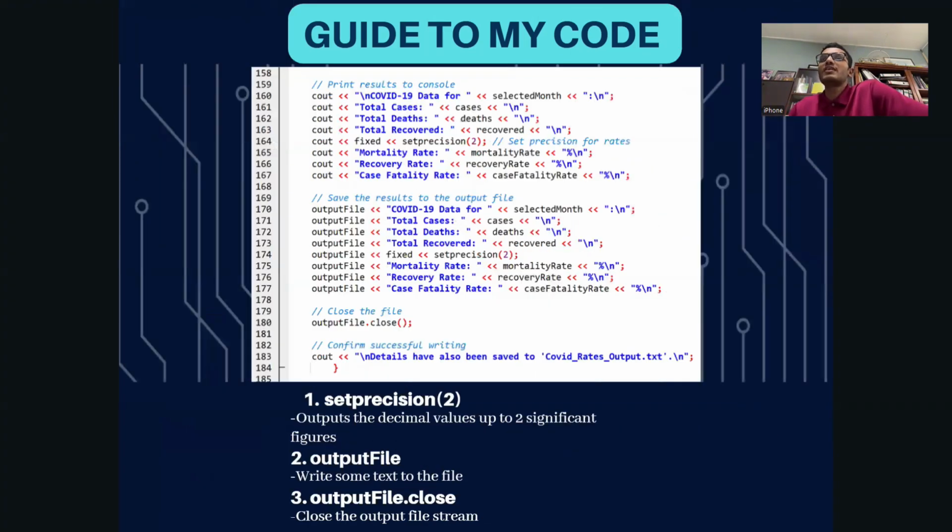And then moving on further, I have the printing of results to the console. So this function at the top over here will print results to the console. The COVID data for the month which the user selected will be shown below: total cases, total deaths, recovered, and it sets precision to be 2, which is the number of decimal points. And then the part below, outputFile <<, will write the words into the external file. And outputFile.close() basically closes the output file stream.